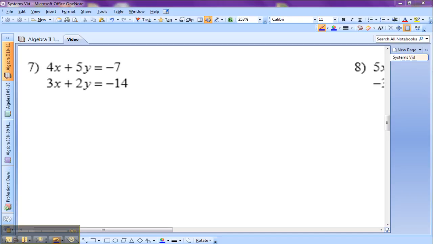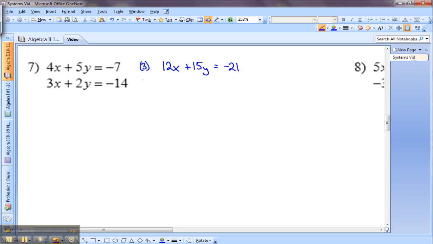In problem number 7, we are going to have to change both of our equations to get the same coefficient for x. We have the coefficients of 4 and 3, so we're going to have to multiply our first equation by 3, which will give us 12x plus 15y equals negative 21.